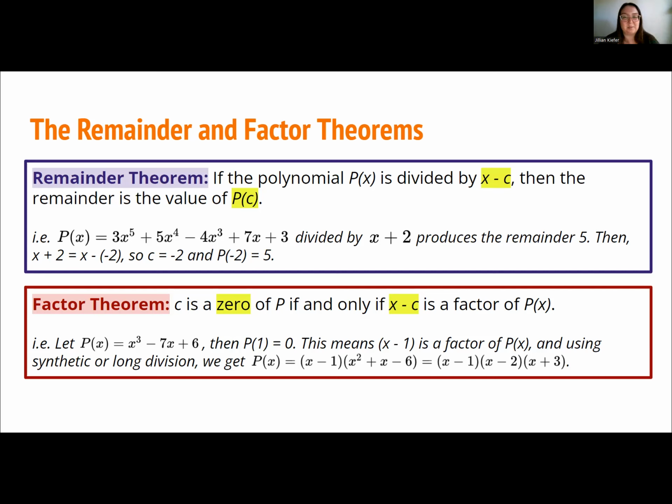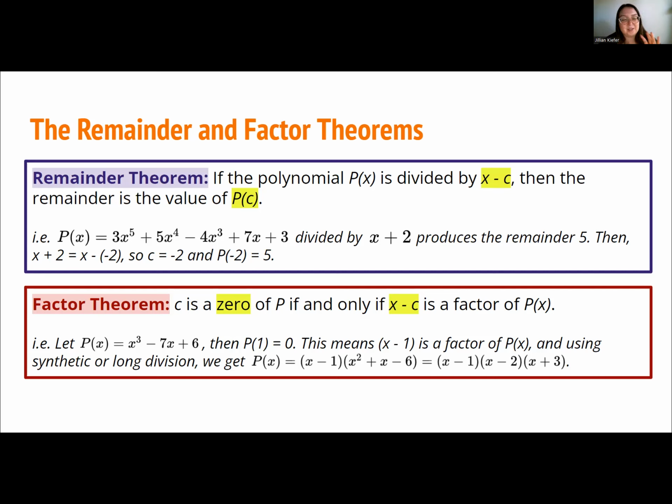And your answer would end up being this kind of plain number that you would get by just plugging in the value of c into the equation. You don't have to actually do any long division or synthetic division, or anything like that, because it would be some crazy problem.